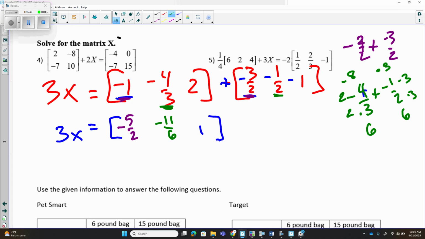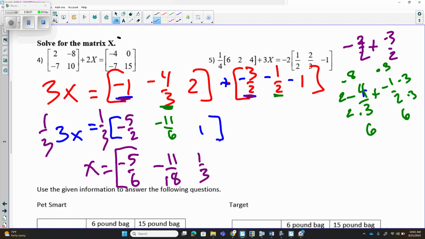Okay? Last but not least, what are you going to do with the 3 out here? There you go. Got to multiply by 1/3. So x is going to equal -5 over 6 minus 11 over 18 and 1/3. There is the answer.